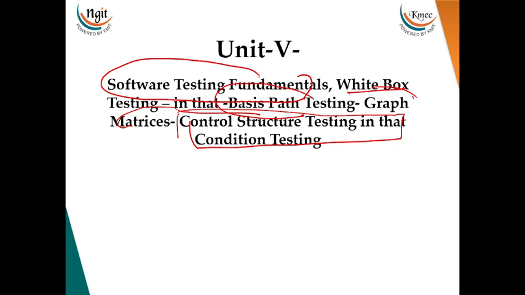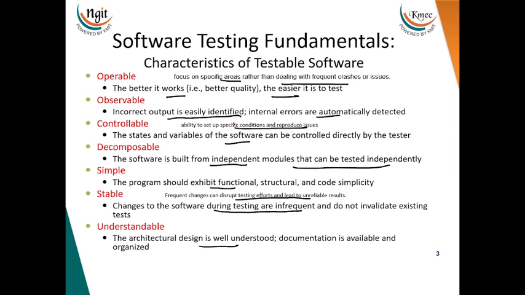But we will start with white box testing and how many parts there are. Okay, what is testing fundamentals? What are the characteristics of testability? Operability: it should work better, be easy to test, and focus on a specific area. We need to focus on a specific area, dealing with the frequent issues and causes. What is the frequent issue? What is the specific area, why is it crashing? That is one. Observability: observe incorrect output. It should give proper output. If it is not giving proper output, then there is an internal error.